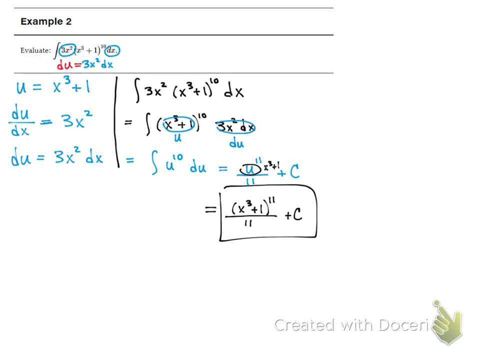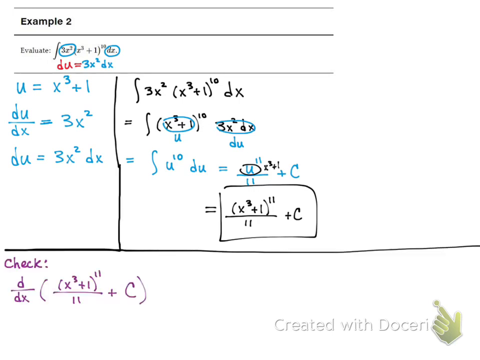Now, whenever you're finding integrals, it's always a good idea to check your answer by taking the derivative of your antiderivative. So we take that derivative, and it should be equal to this function that we started with up here. So let's take the derivative and check. So to find this derivative, we'll have to use the chain rule.